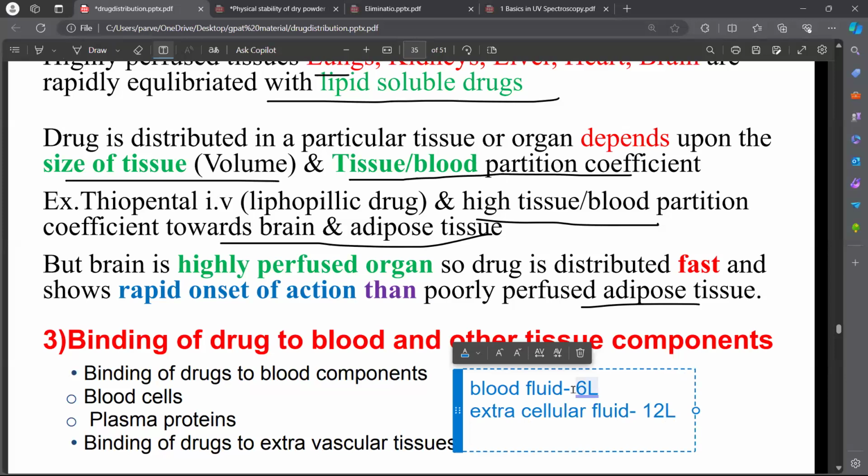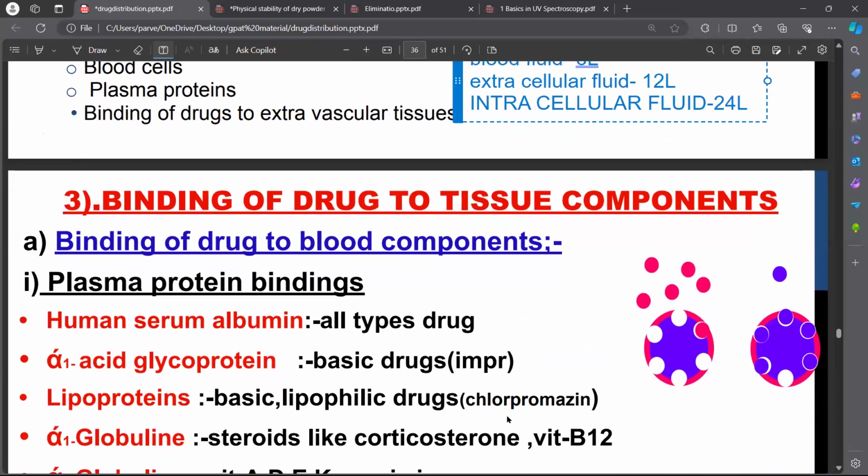And the intracellular fluid, this question has been asked in the GPAT 2022. Intracellular fluid is 24 liters. So basically, there are different types of markers which are used for the different types of tissues.